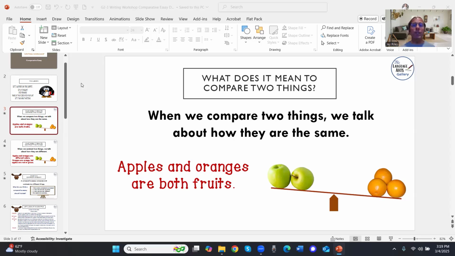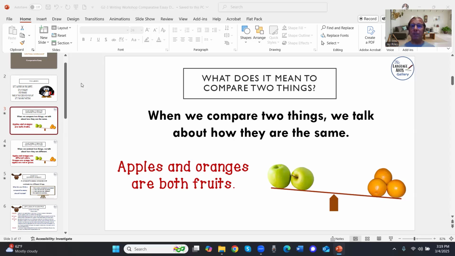And this is where we really get into the nuts and bolts of comparative writing. So we want to start by explaining to our kids, or listening from them if they know, what it means to compare two things and to contrast two things.